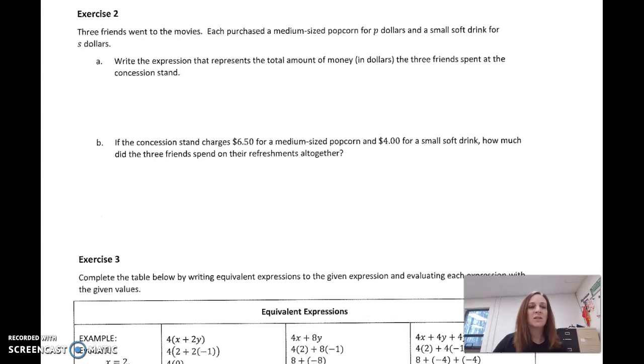Okay, so exercise 2 here says, 3 friends went to the movies. Each person purchased a medium-sized popcorn for P dollars, so P represents the number of dollars for popcorn, and a small soft drink for S dollars, so S represents the cost of a soft drink. Write an expression that represents the total amount of money in dollars that the 3 friends spent at the concession stand.